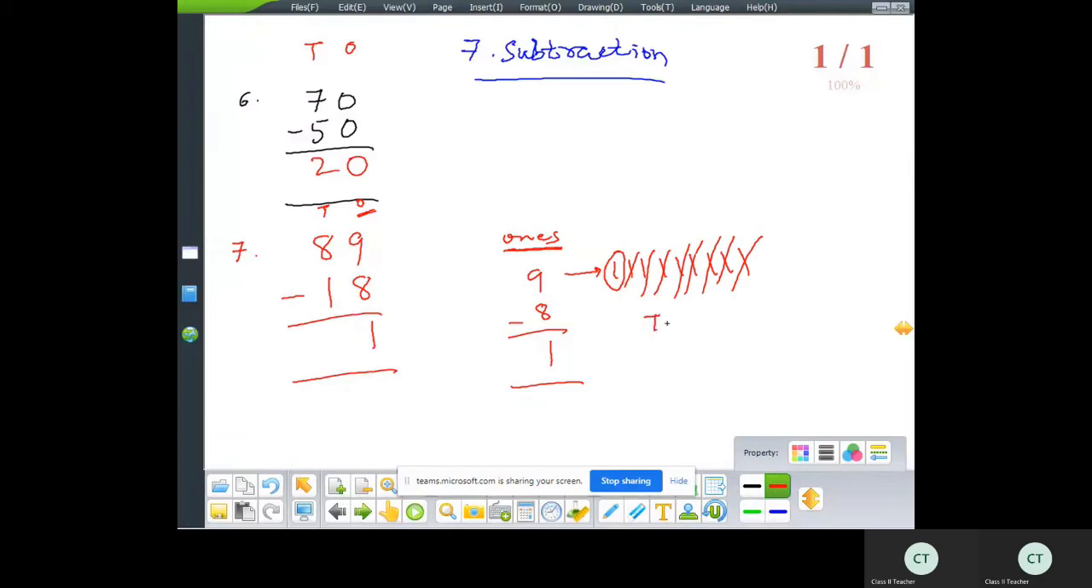Now subtracting on tens. The digits from the tens place are 8 and 1. 8 minus 1: we subtract 1 from 8. 1, 2, 3, 4, 5, 6, 7, 8. From 8 we subtract only 1. After removing one line from 8 lines, there are 7 lines. 8 minus 1 is 7. 89 minus 18 is equal to 71.